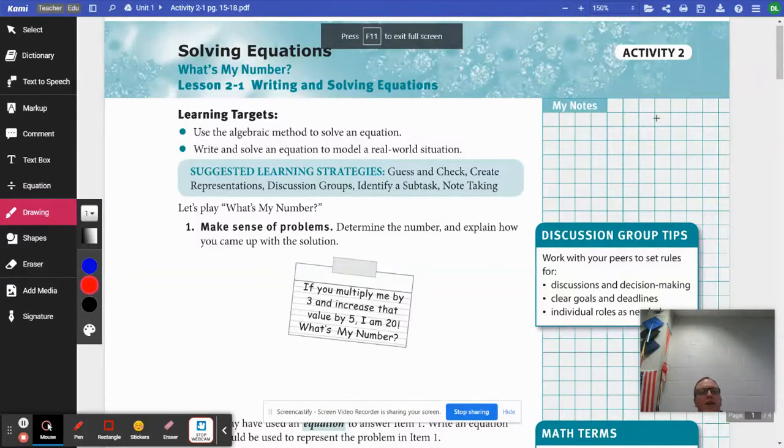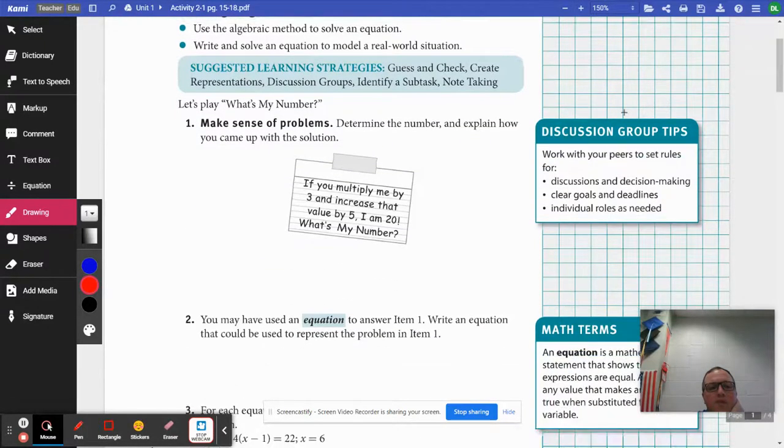All right, so we have lesson 2-1, writing and solving equations. Today, what we're going to be doing with that is using the algebraic method to solve equations and to write an equation to model real-world situations. So playing a number, it says, what's my number? It says, make sense of the problem, determine the number, and explain how you came up with the solution.